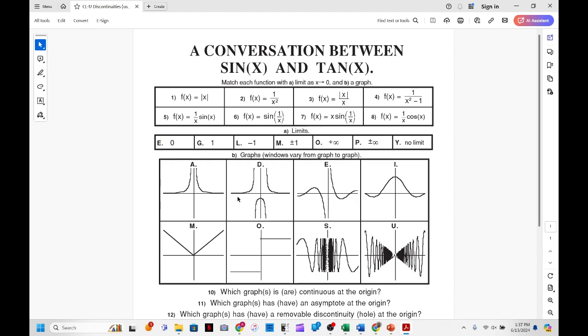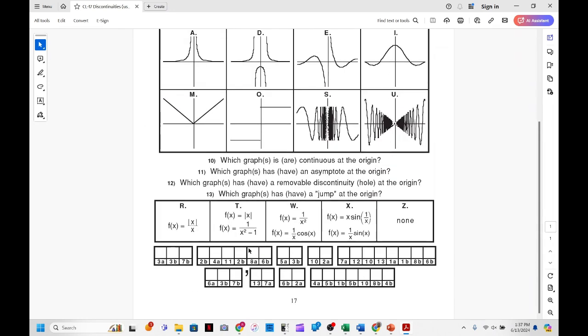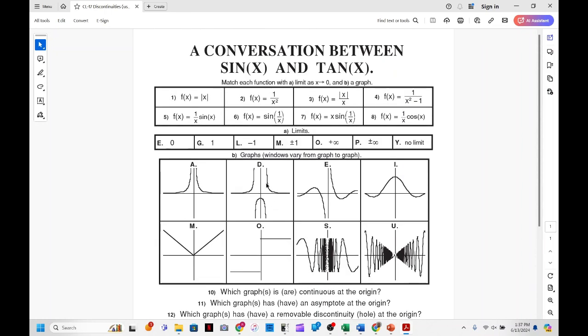So here's our puzzle that goes with that extra practice, and they're saying that this is going to be a conversation between sine of x and tan of x, and apparently the conversation is whatever you fill in with these blanks down here. It's going to work out to some kind of back and forth conversation. So the way that this one works, there's a few parts to this.